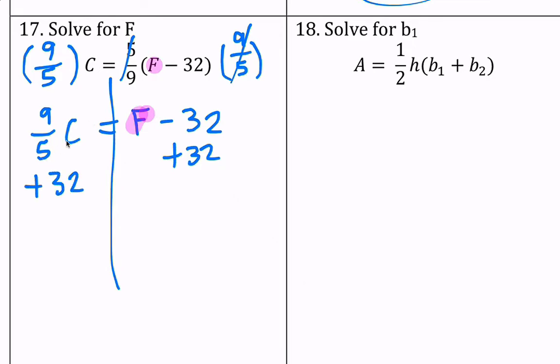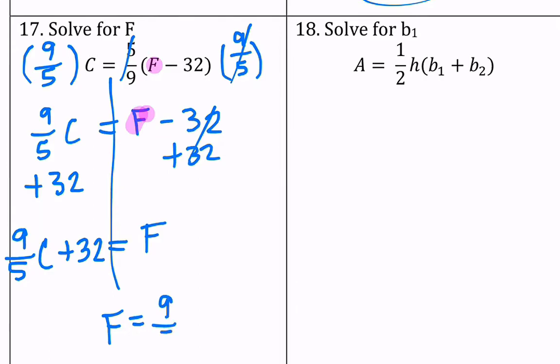So I had 9/5c and I add 32, so I'm going to have to write that long ways as 9/5c plus 32. On the other side, my 32's cancel, so f drops down. So we do have f all by itself, which is what we wanted. So all the work is done. Let's just write it properly. So I know my final answer is f is equal to 9/5c plus 32.